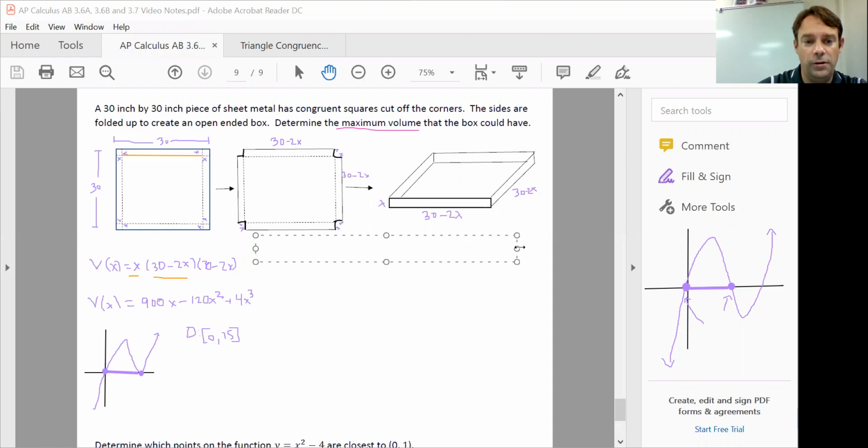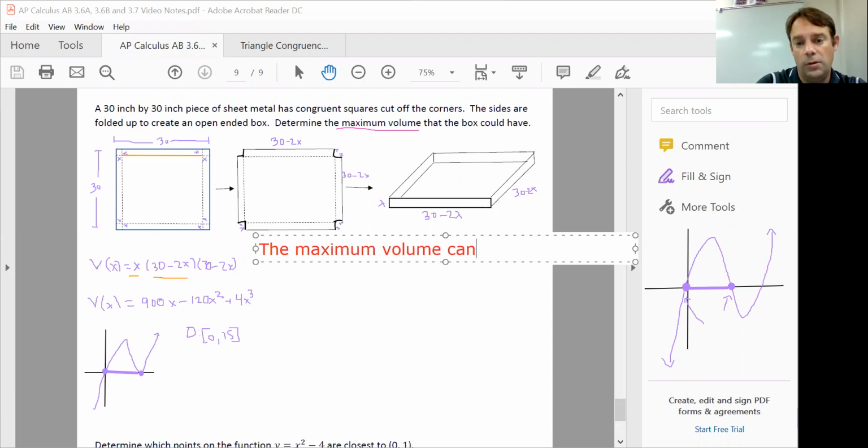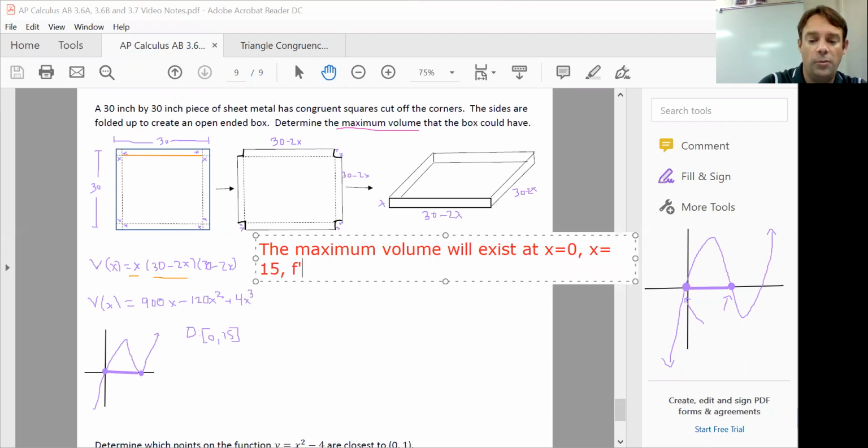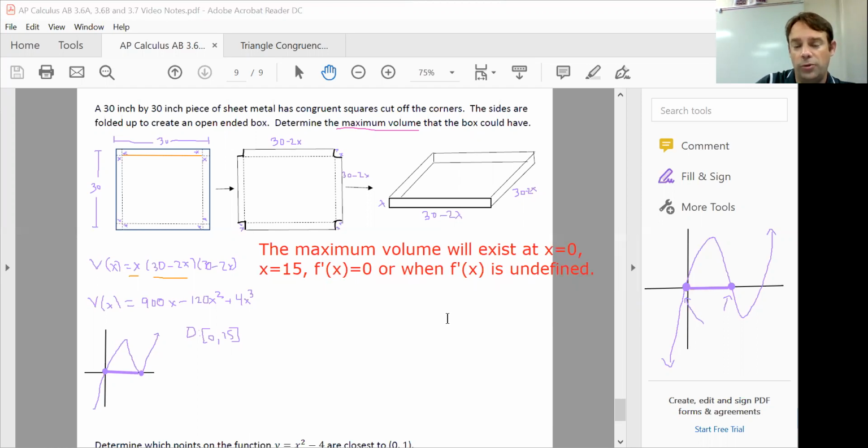All right, let's see how we did here. The maximum volume can exist, will exist, at x equals 0, x equals 15, when f prime of x equals 0, or when f prime of x is undefined. All right, so we said what we're going to do. Now, friends, we are going to go through and do the work.